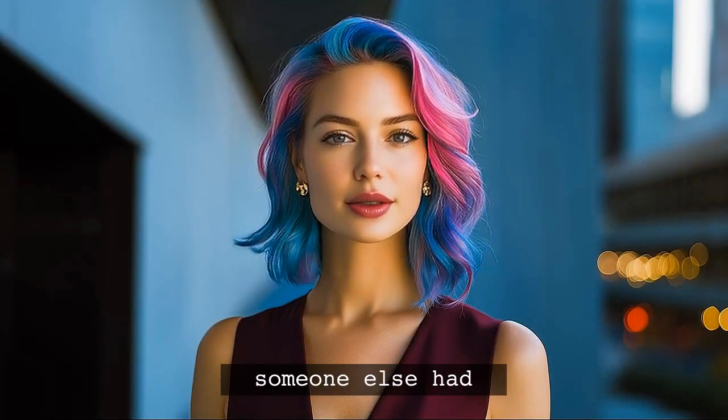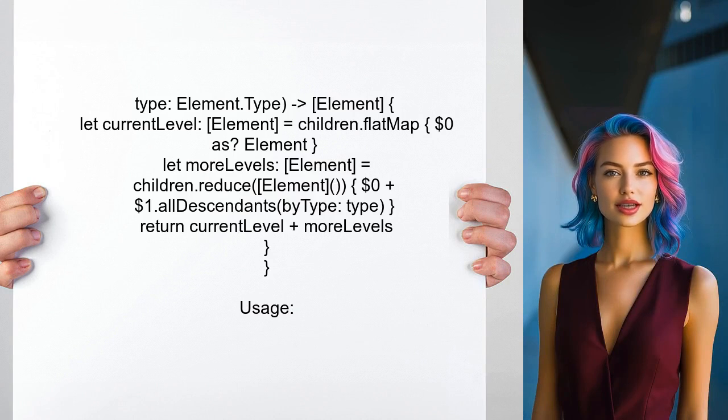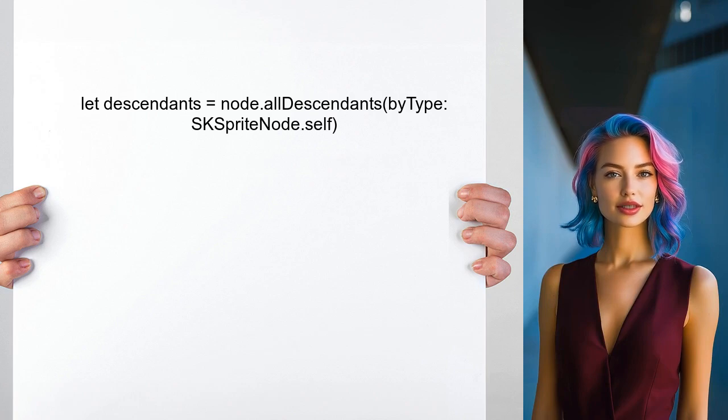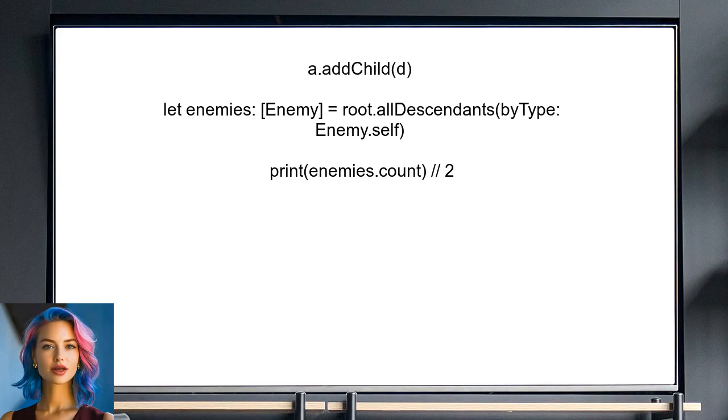Let's see what someone else had to say. An alternative solution provided by a user involves adding an extension to the SKNode class. This extension allows you to find all descendants of a specific class type, such as SpriteNode. To illustrate, if you have a root node with several children, you can easily fetch all descendants of a specific class, like enemy, using this method.